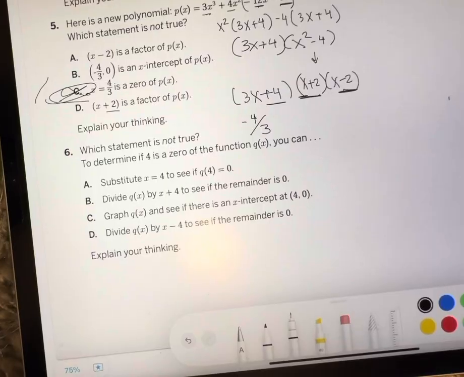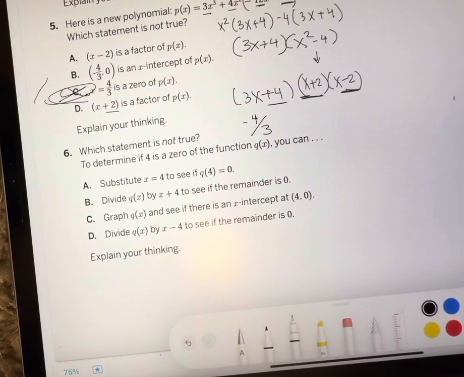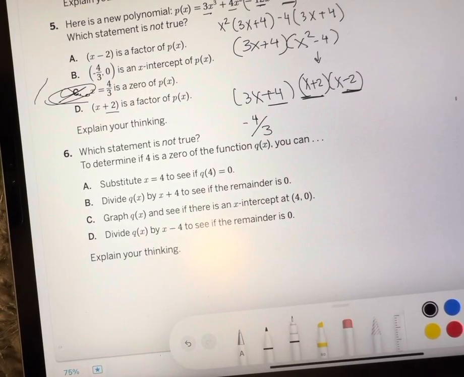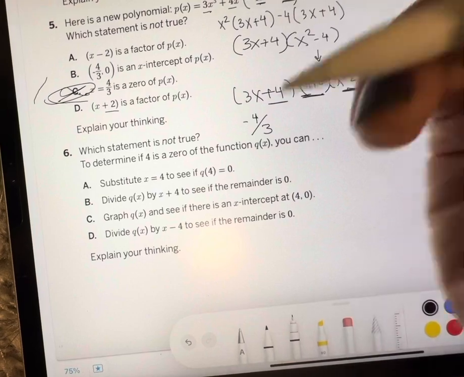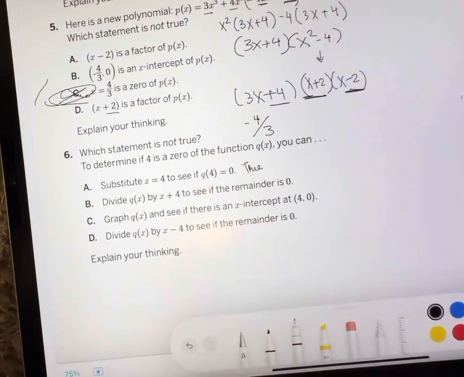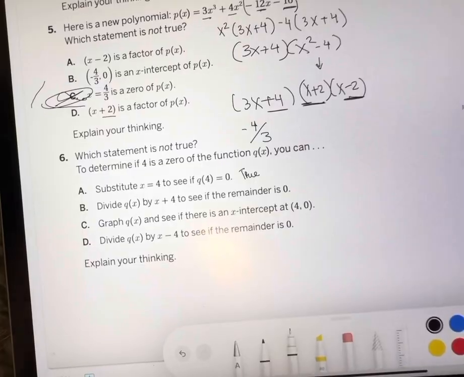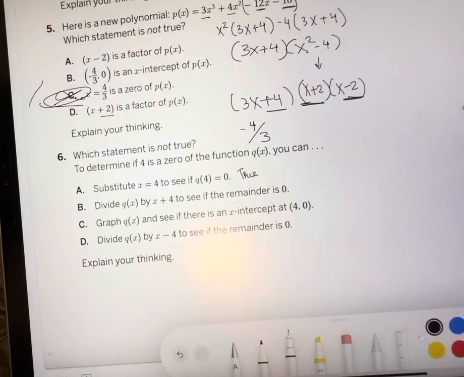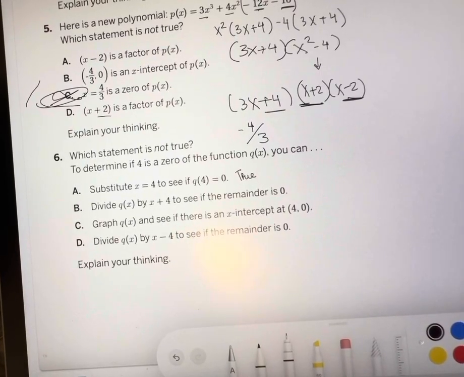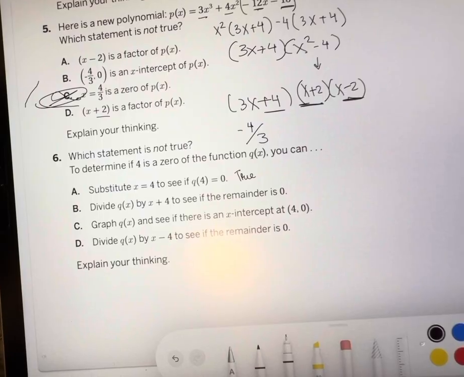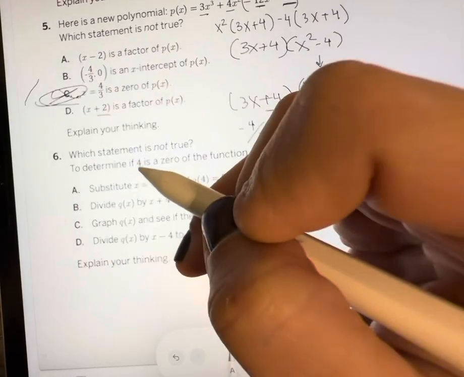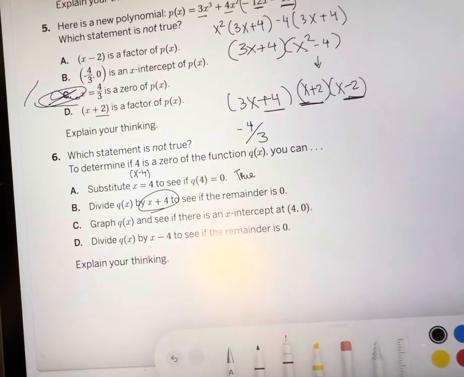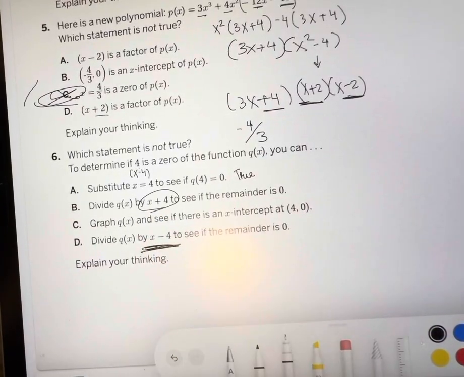Another one. Which statement's not true? To determine if 4 is a 0, you can substitute x equals 4 in to see if q of 4 is 0. That is totally true. All right? If 4 is a 0, by definition, plugging it into the function should get me a 0. That's what this is saying. Okay, next, divided by x plus 4 to see if the remainder is 0. Oh, so close. So close. If the 0 is 4, the factor is x minus 4. So this, no. This, yes, they should have done x minus 4.